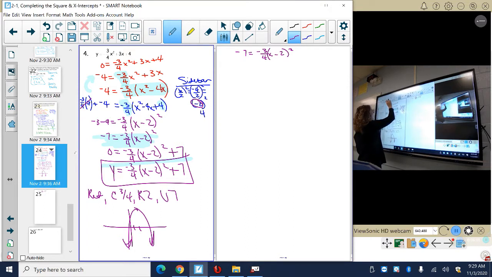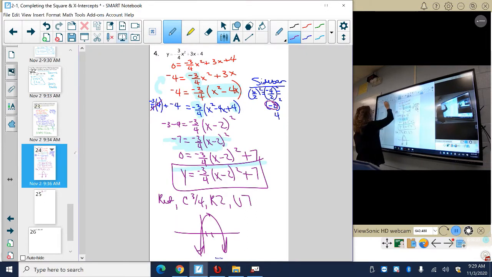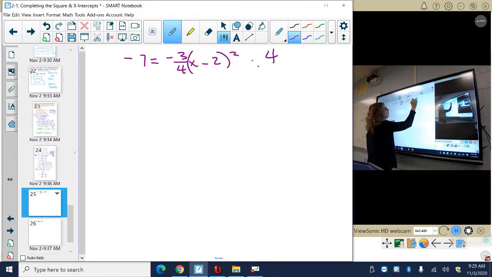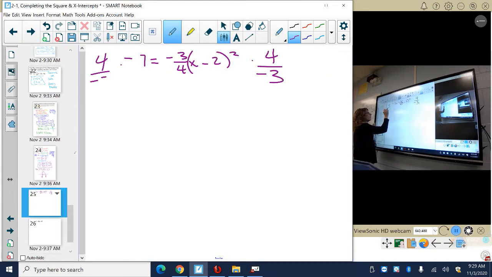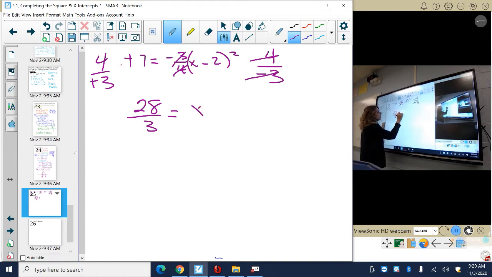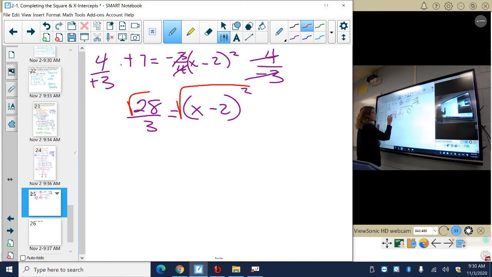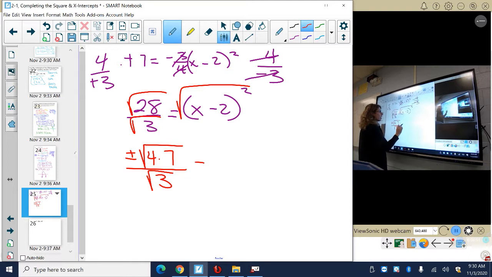I am going to multiply both sides by 4 over negative 3. So a double negative creates a positive. 28 over 3 is equal to, those all cancel out, and you're left with (x minus 2) squared. Okay? So then we're going to go ahead and take the square root of both the left and the right and the top and the bottom. So that's plus or minus. Perfect square factors of 28 are 4 times 7. And that's going to be equal to x minus 2.